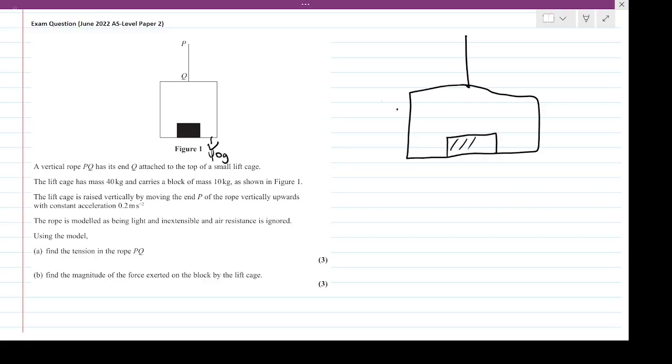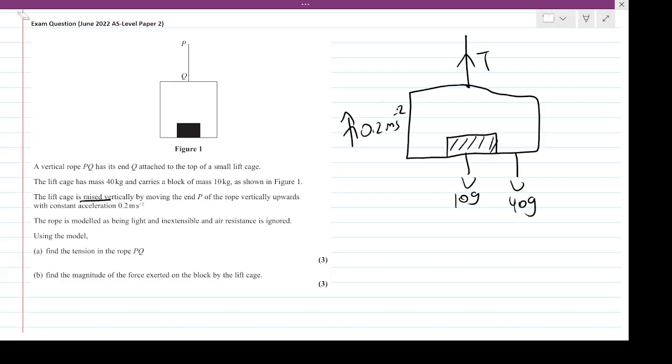Okay, so the lift has a mass of 40, so downwards 40 G. That's the weight, mass times G. The block has a mass of 10, so the weight is 10 G, and so there we are. The other force is the tension. Now tension is going to try to oppose the stretching because of the whole thing going downwards, so the tension will act upwards there. We're also told it's raised vertically, so it's going to accelerate upwards with the acceleration of 0.2.